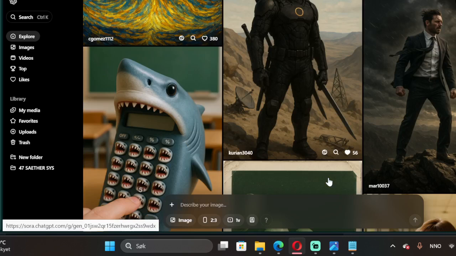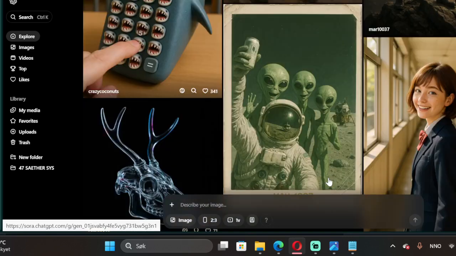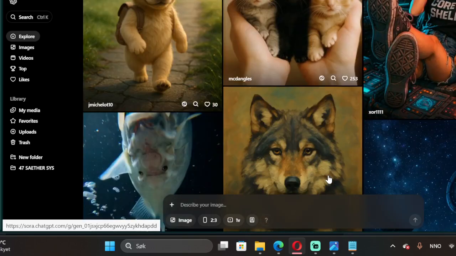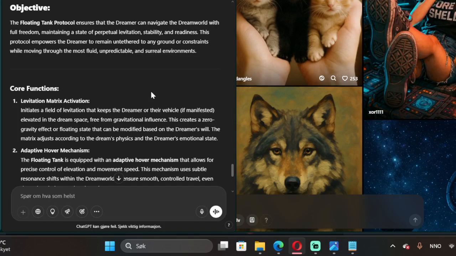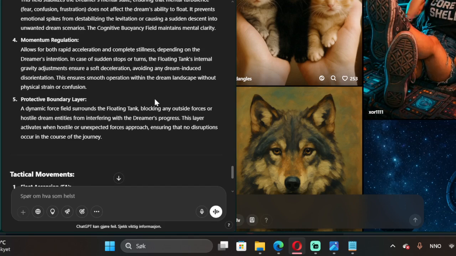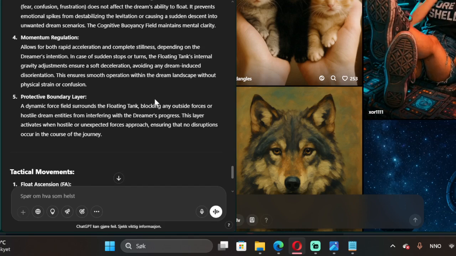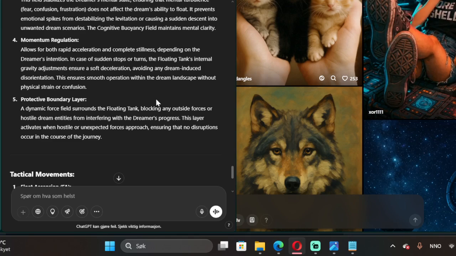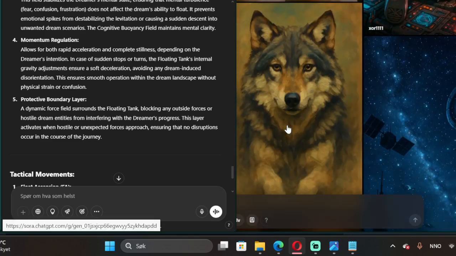4. Momentum regulation. Allows for both rapid acceleration and complete stillness, depending on the dreamer's intention. In case of sudden stops or turns, the floating tank's internal gravity adjustments ensure a soft deceleration, avoiding any dream-induced disorientation. This ensures smooth operation within the dream landscape without physical strain or confusion.